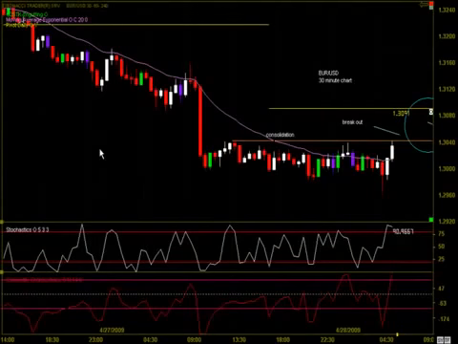I'd like to review the scalping technique that I use. This is on a 30-minute chart. What you're looking at is the euro dollar. This is a 30-minute chart. And here we've got a clear level of consolidation. What we're looking for is a breakout.